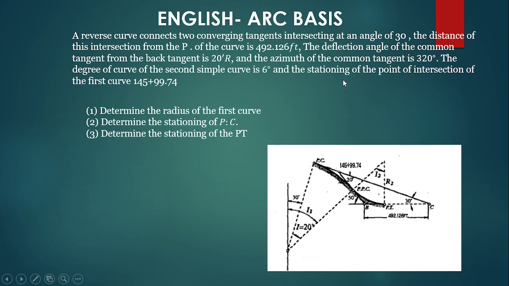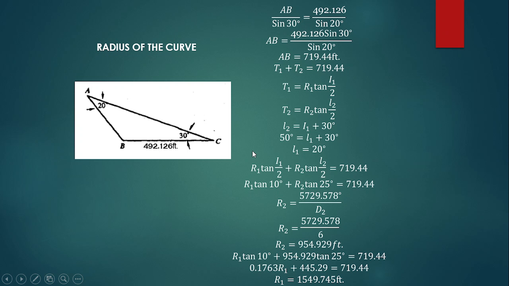So, dito naman po, ang binago ko po para sa problem na to is yung fit. Ginawa ko pong fit ito. Tapos ito po, English arc basis din. Pero same figure and same ng mga hinahanap. Ayun, dito po ang nabago syempre ito yung pagkakaroon ng R. So, AB is equals to 492.916126 sine 30 over sine of 20 degrees. So, ang AB natin, 719.44. So, ganun din. T1 plus T2 is itong value na to.